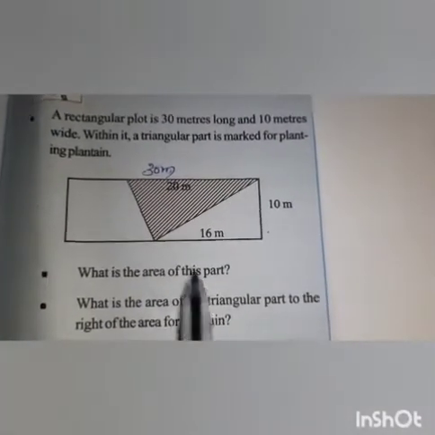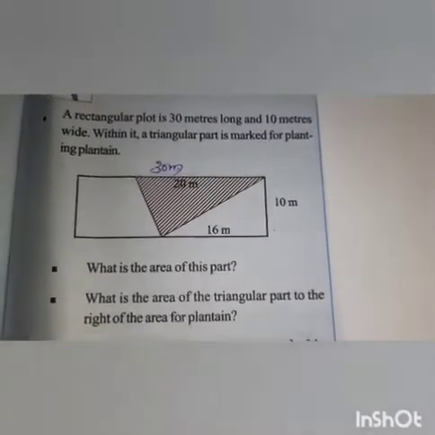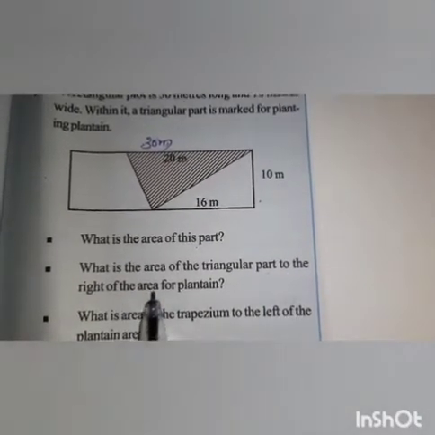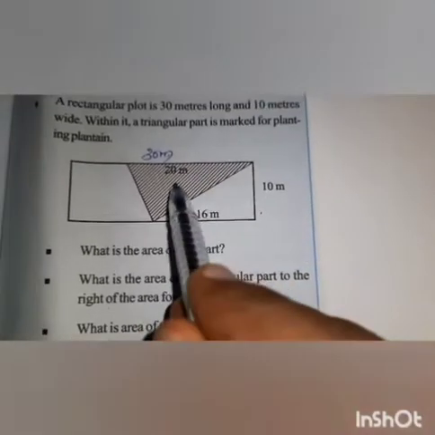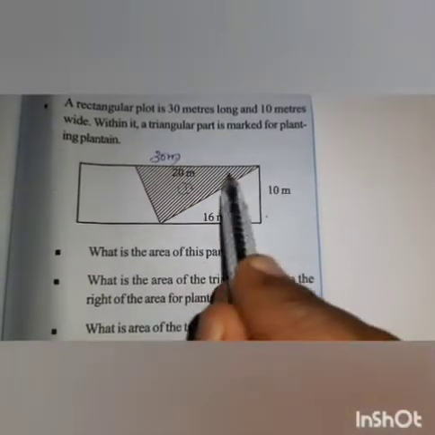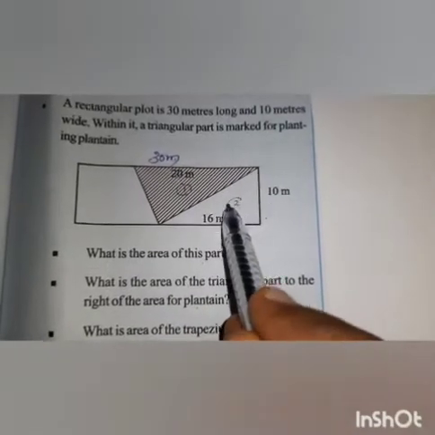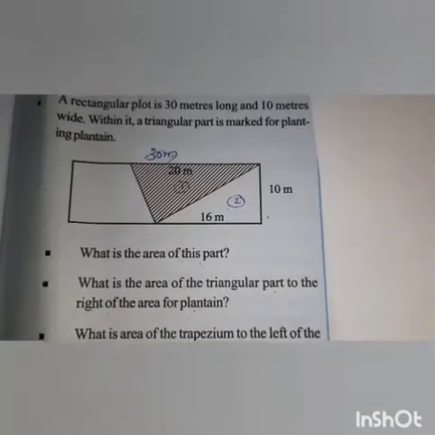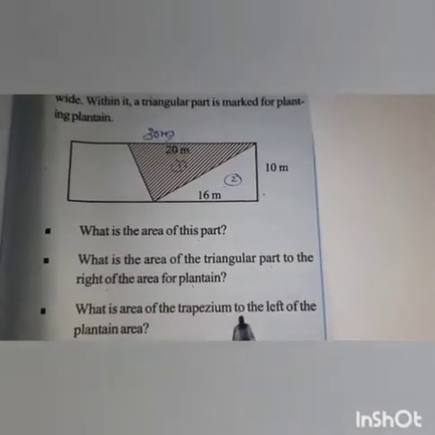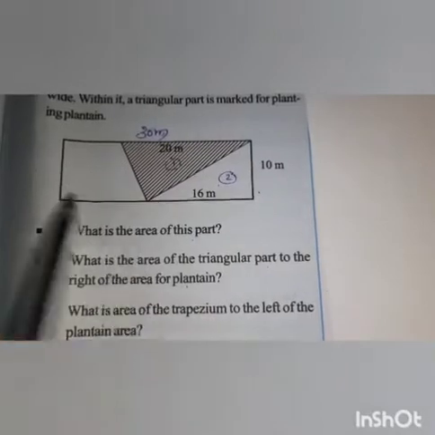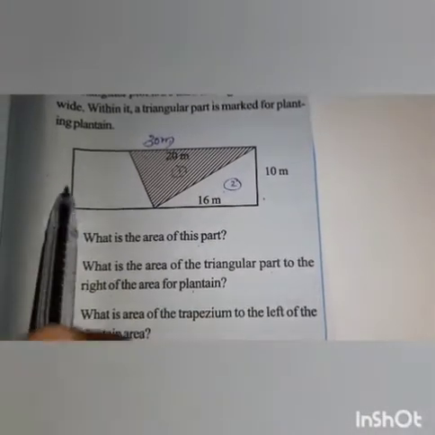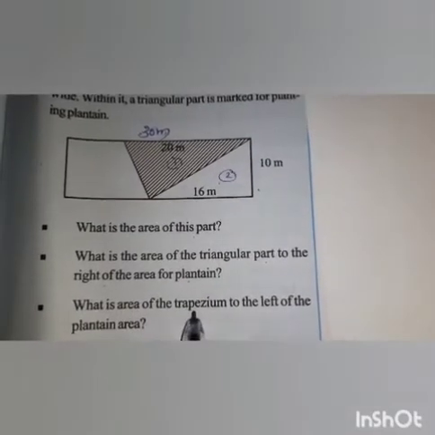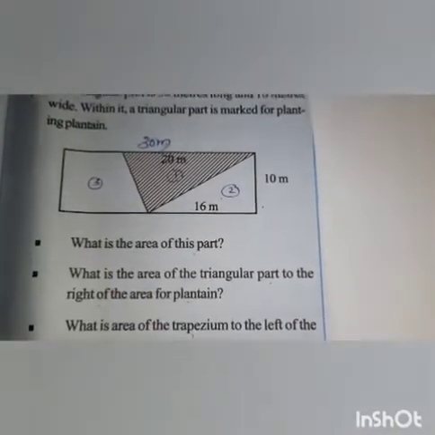First question, what is the area of the shaded portion? Second question, what is the area of the triangular part to the right of the planting area? So the first question is this one. We have to find out the area of the shaded portion. Second question, on the right side of this part, we have to find out the area. Then what is the area of the trapezium to the left of the planting area? Trapezium means this portion. So this is the shape of a trapezium. We have to find out the area of that trapezium also. That is the third question.